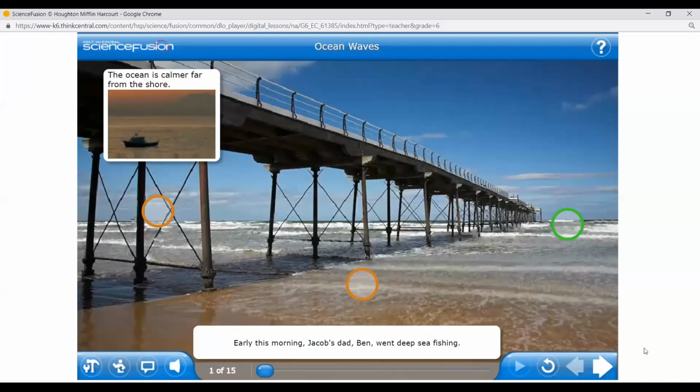Early this morning, Jacob's dad, Ben, went deep-sea fishing. The ocean is calmer, far from the shore.